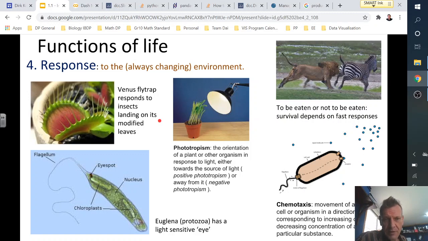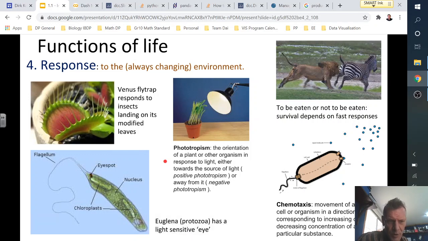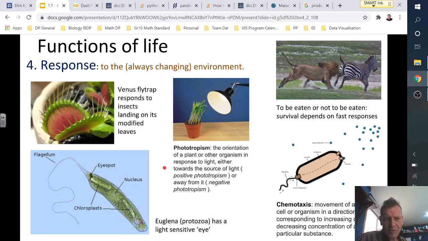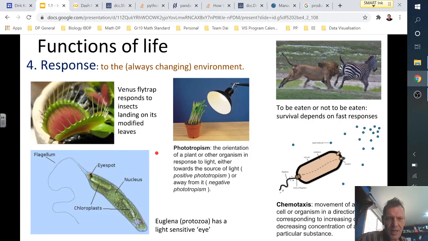Phototropism. There's also unicellular organisms. This one here is called Euglena. That is a protozoa, a unicellular organism that has an eye spot actually there. It has light-sensitive molecules in its body. So it's not actually an eye, of course. This is one cell only, and that eye spot is able to detect light.